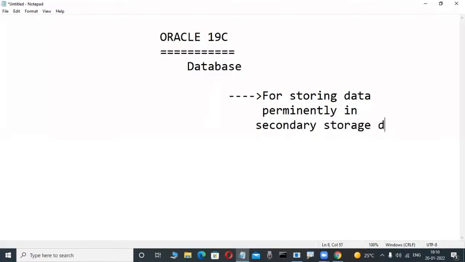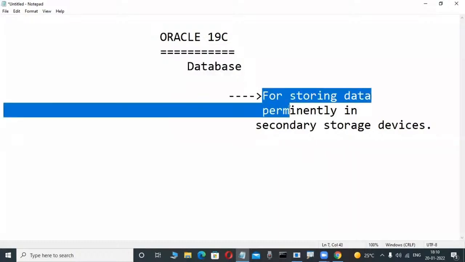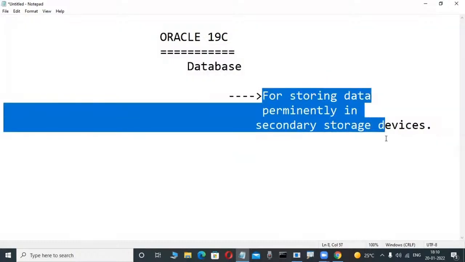Okay, fine. Permanent. Suppose today we store some data, after 5 years, 10 years, 20 years, 100 years, your data is still available. You can use it. That's why Oracle is a product from Oracle Corporation, with some version number. This is a database product, one of the popular databases. But what is the purpose? For storing data permanently in secondary storage devices.